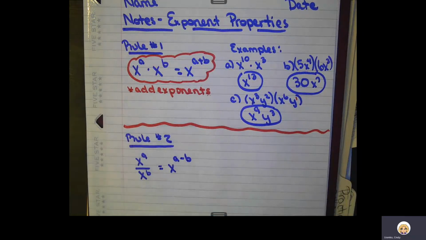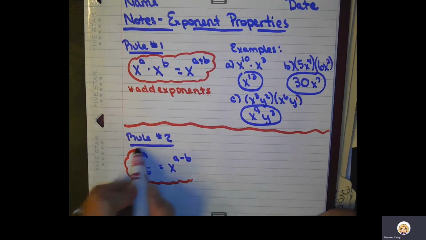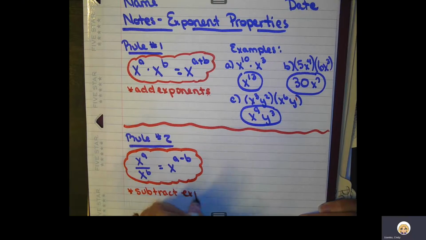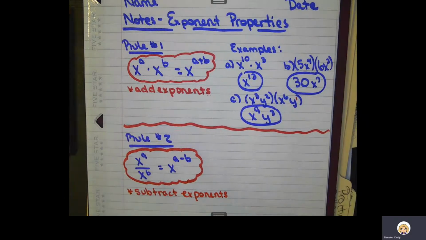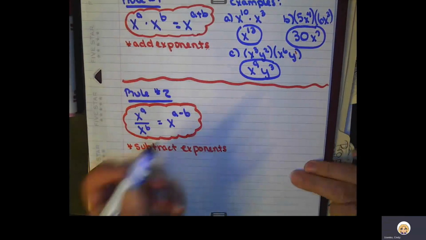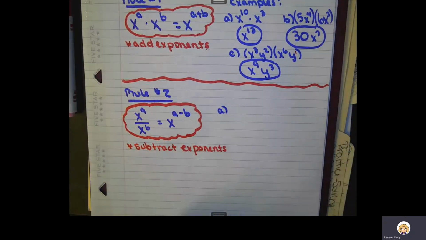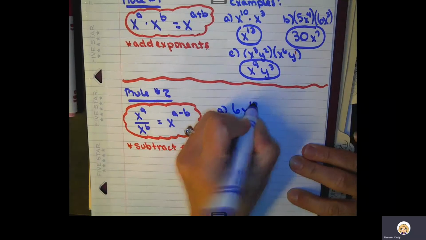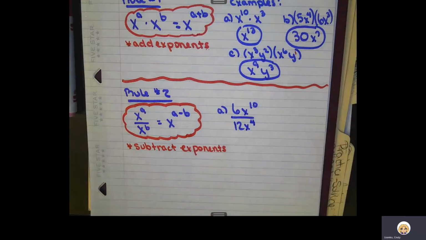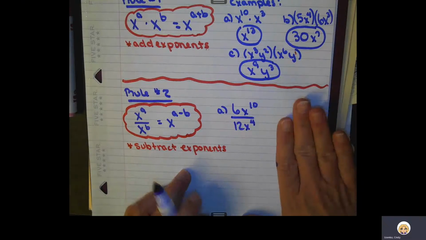So I'm going to bubble that. Anytime we have the same base, we can subtract. And underneath, I'm going to write subtract exponents. So I've got a couple of examples here. So for example A, I'm going to put 6x to the 10th y over 12x to the 4th. So now these integers are just a regular fraction.